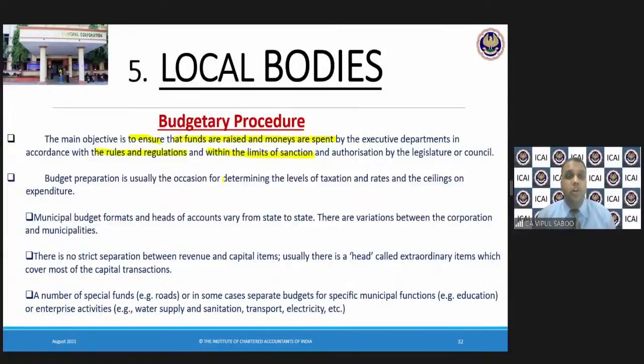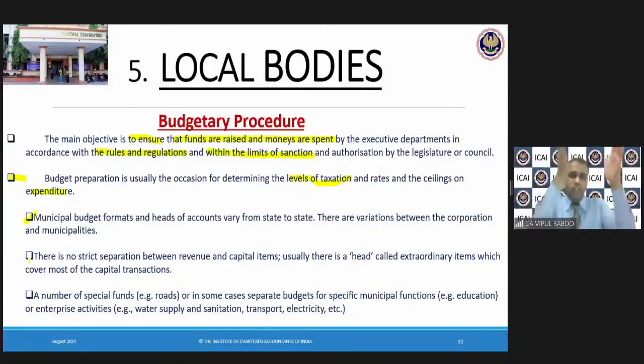Budget preparation is usually the occasion for determining the levels of taxation, right? The levels of taxation and rates and the ceilings on expenditure, right? So municipal, what kind of taxes, what is the level of taxation you want? You are getting short of funds, the local bodies will introduce a new tax. Municipal budget formats and heads of accounts vary from state to state. There are variations between the corporation and municipalities. Budgetary format is different. They differ from organization to organization, from state to state, and corporation and municipalities as well.